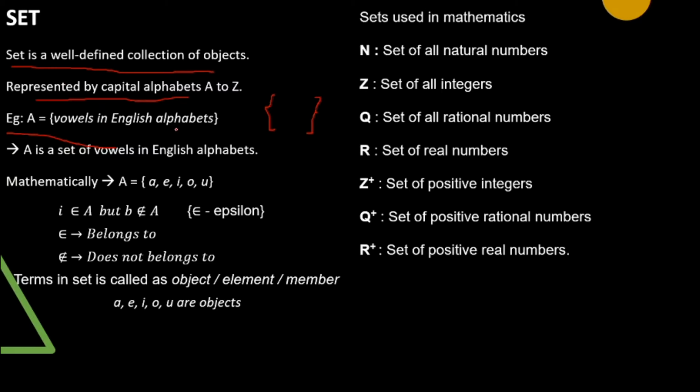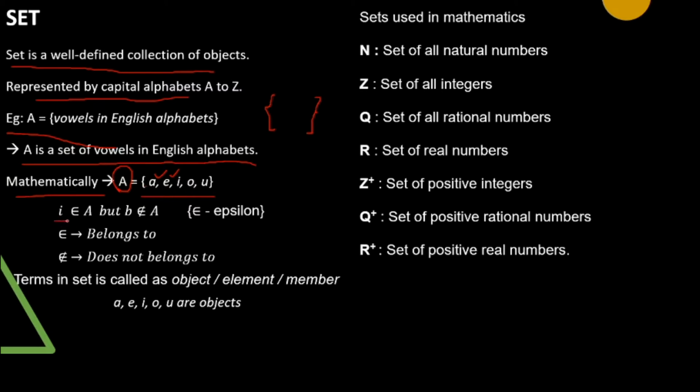You have been learning in your junior classes that the vowels are A, E, I, O, U, right? So here, how do we say it? A is the set of all vowels in the English alphabet. Mathematically, you will write A equals {a, e, i, o, u} within curly brackets, and each letter is separated by commas, right? In your set, A is the name given to your set, and a, e, i, o, u are nothing else but elements, or you can call them objects, or members of the set. So each term you can call an object, member, or element.